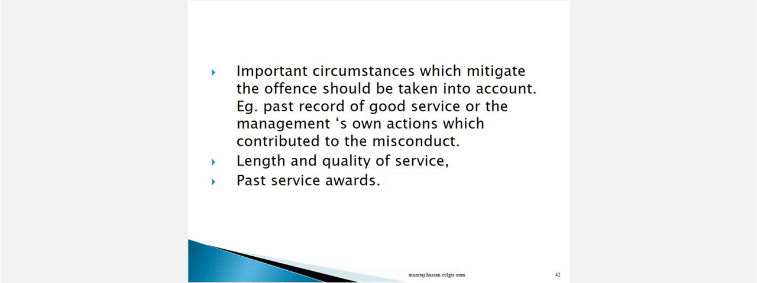Okay, so as an employer, you have to take into account what the past record of good service is. What are their good services? That means what they have done for the improvement of the company. Okay, and whether the management's own action contributed to the misconduct, like provocation from the management. Okay, how long they have worked with the company, the length of service and the quality of service, or if they have won any past service award. So you have to consider all these before you can punish, because when you dismiss an employee, they are going to suffer. They have no job and they have to wait for maybe months or a year to get a good job.